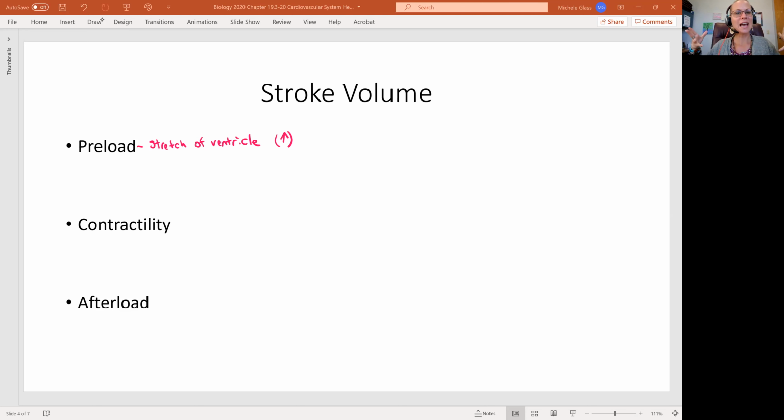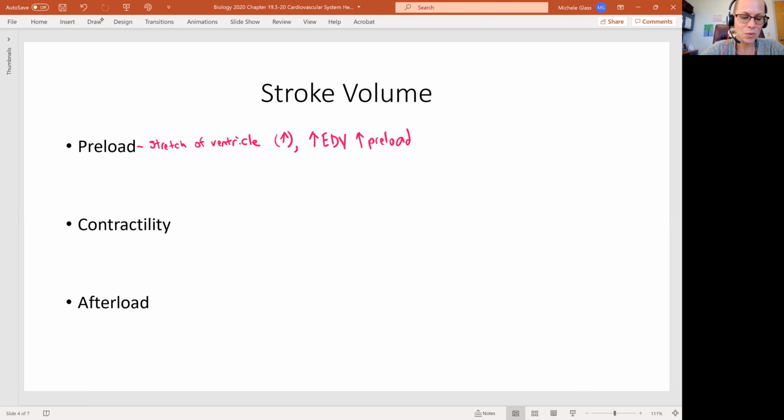Now, how do we get that cardiac muscle tissue really stretched? How do we get it really stretched? We do that by having a high EDV, right? So here, basically, if we have a high end diastolic volume, that's our starting amount of blood, then we get a high preload. And really, we talked about EDV and preload as sort of like the same thing.